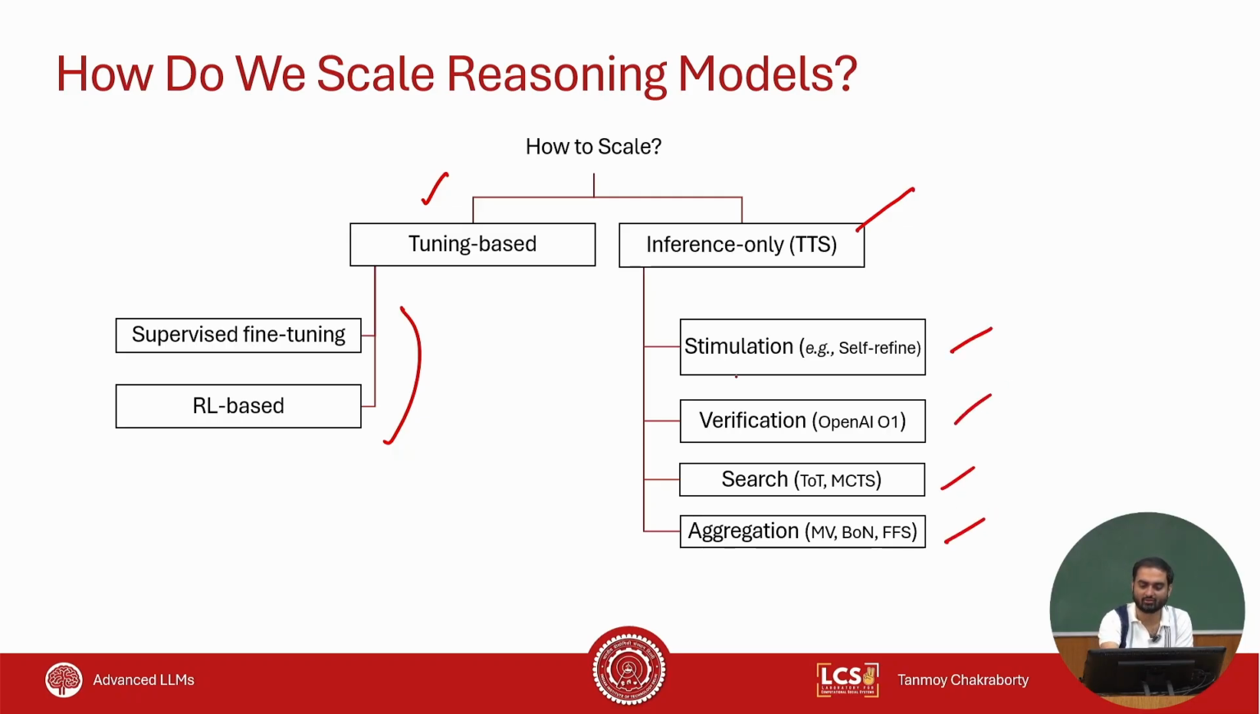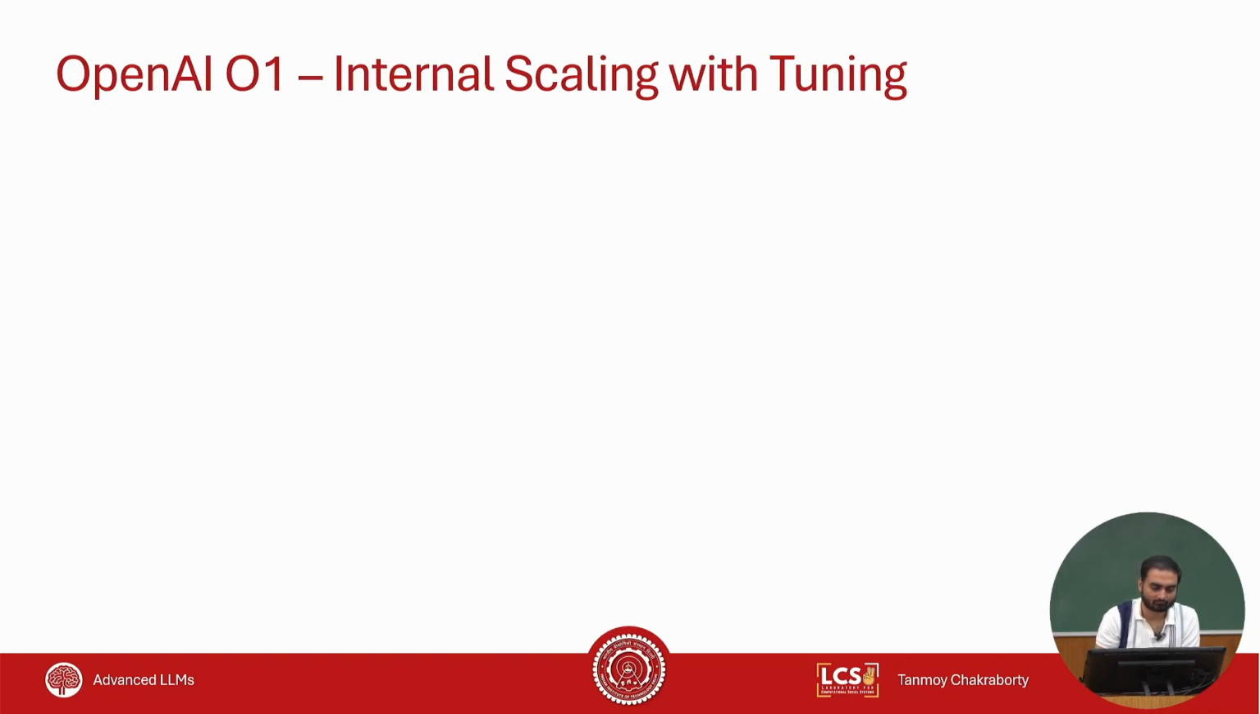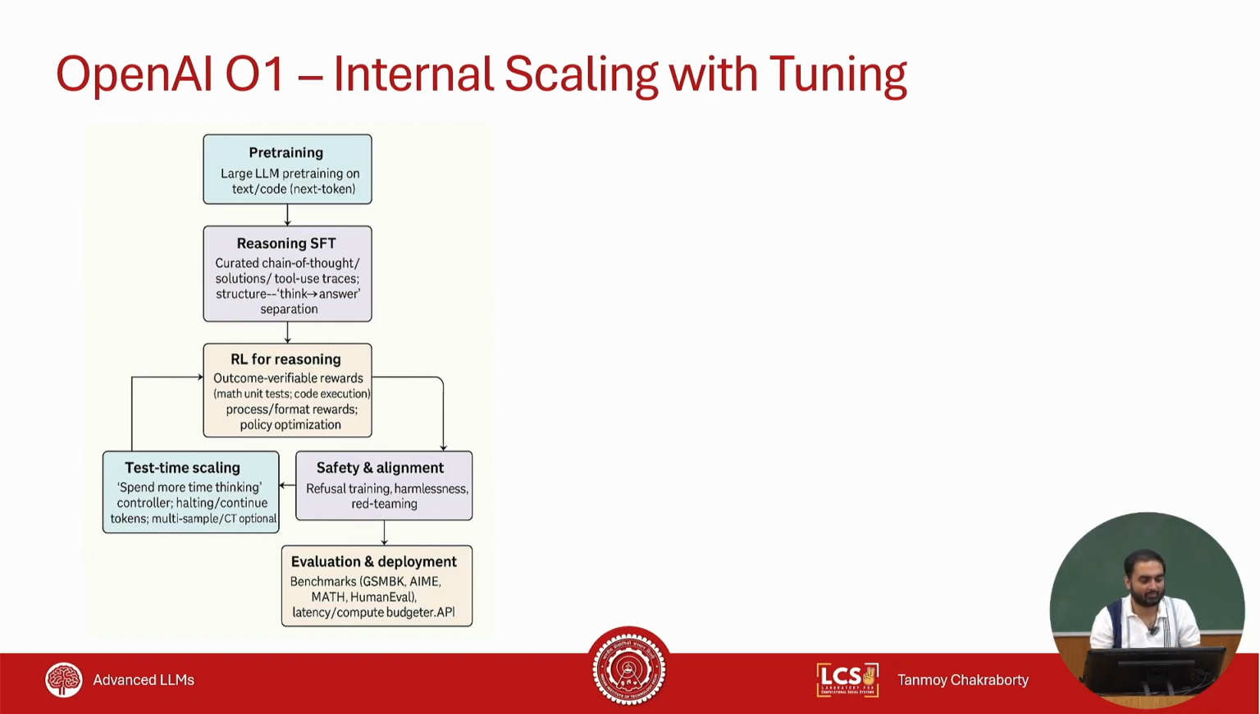We discussed this. Stimulation is more of a self refining process, where the same model is used for refining and verifying, and verification with O1 we'll discuss. Search is more of a TOT kind of approach, and aggregation is majority voting, first finish search, and so on. So let's look at OpenAI's O1 paper. Of course, this is a closed source model, so I don't have much idea about what was in the underlying model, but overall this is the idea.